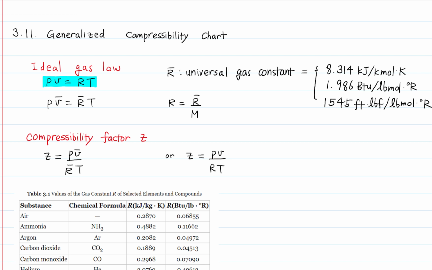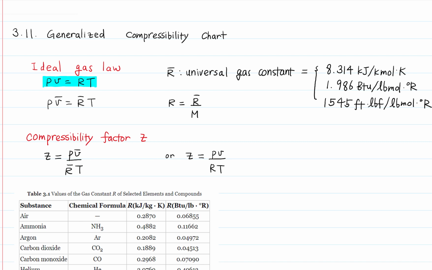Section 3.11 Generalized Compressibility Chart. So far we have used thermodynamic property tables for accurate thermodynamic property data, but it is not always available. We are going to introduce a simple but very powerful equation of state to describe the gas behavior. It is called the ideal gas law.